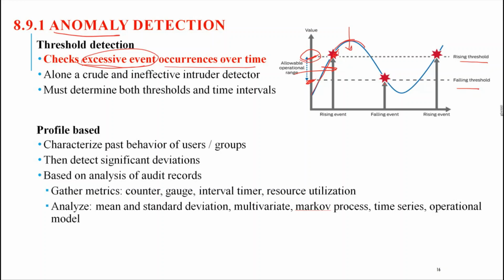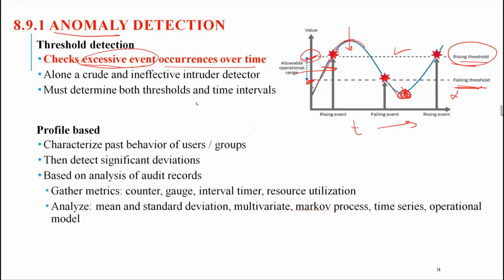Then if at a particular point of time I'm receiving a smaller number of packets in my network, now it is less than the falling threshold. So here also I'm going to say some intrusion is taking place. You can fix the maximum value or the minimum value, but mostly they will go only for the maximum. Fixing a minimum value is very rare, so only the rising threshold will be fixed.